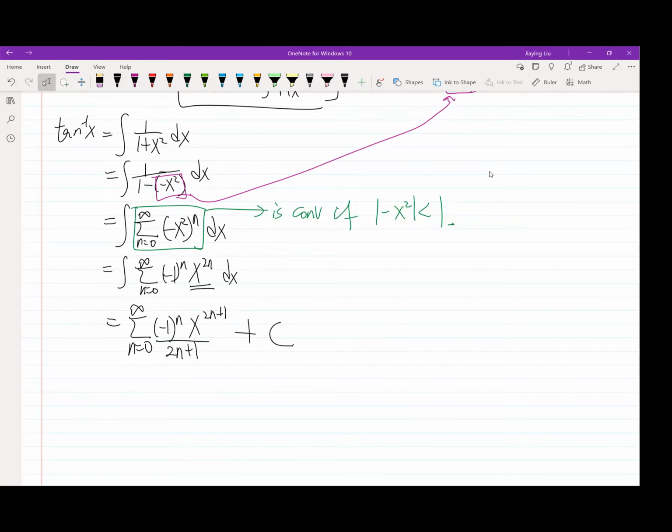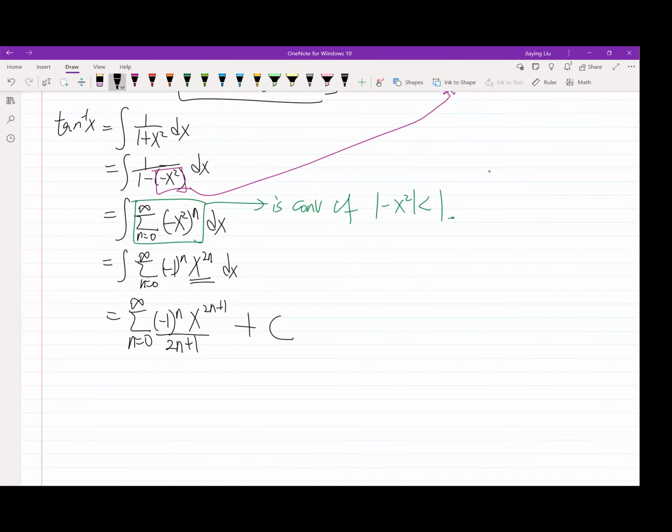So the first part is like we did before, 1 over 1 plus x to the 7, but the next part is just integrating the power series by using the definition. Now the next step is to find C. Again, I'm going to use the trick that we had from the previous example. We're going to set x equals 0.